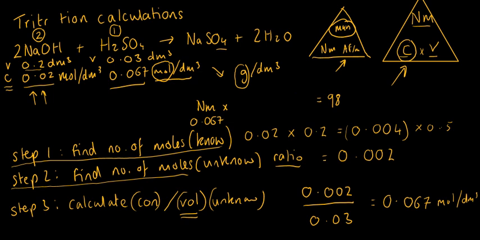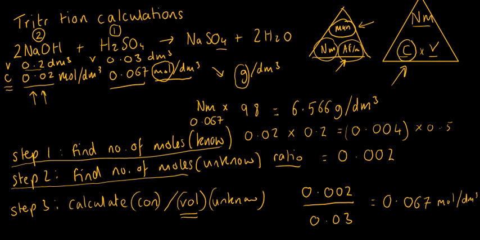So therefore I'm going to do my number of moles times my atomic formula mass to turn this into grams rather than moles per dm cubed. So I'm going to do 0.067 times 98, and that is going to give me 6.566 grams per dm cubed.